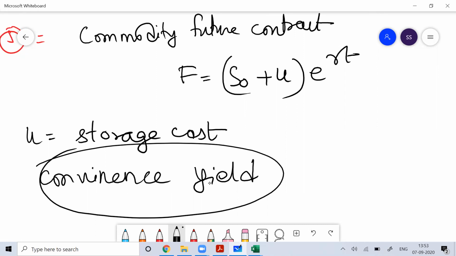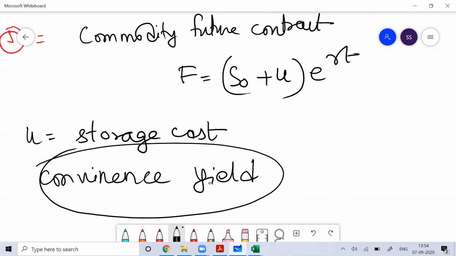If you just have the electronic or dematerialized form, it can only be used for investment purposes. But if you have the physical asset, maybe you can melt the gold, create some alloy, or use it for industrial or commercial purposes. You can use it for medicinal purposes, metallurgy, mining, whatever. So the additional advantage a commodity gives you if you have the physical asset with you is called convenience yield.